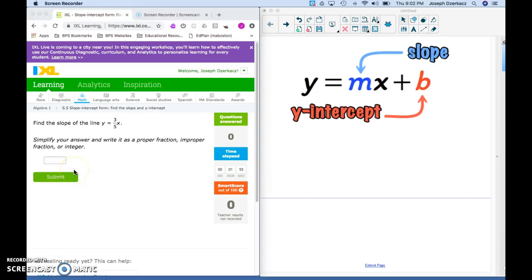All right, now we have gone on to S5, slope-intercept form. Find the slope and y-intercept. This over here is slope-intercept form. Y equals mx plus b. M is the slope. B is the y-intercept.